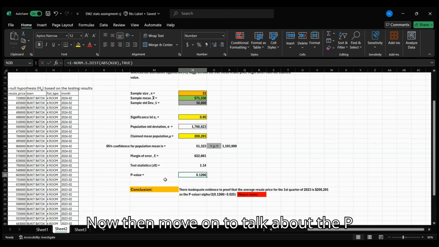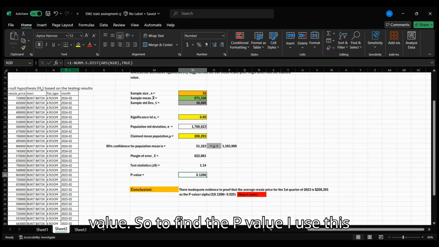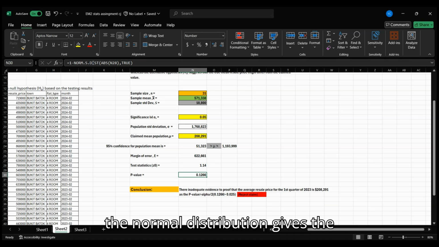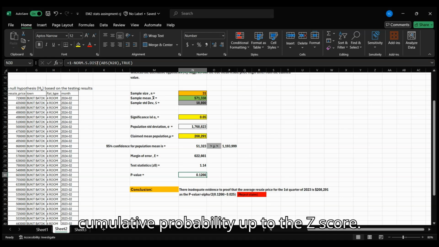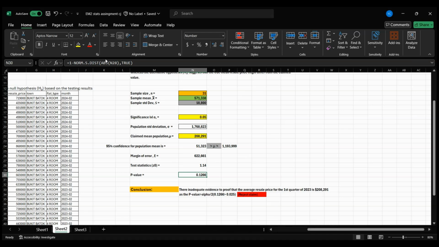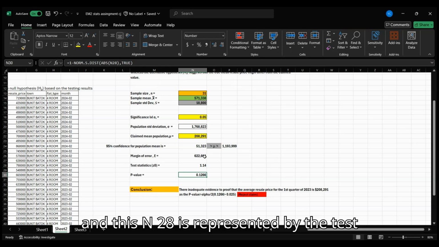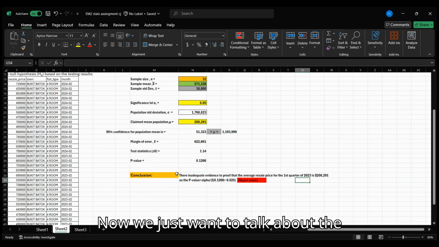I'll now move on to talk about the p-value. To find the p-value, I use this formula, as this is a two-tailed test, and the normal distribution gives the cumulative probability up to the z-score. So the absolute value of the test statistic is represented by the x, and this N28 is represented by the test statistic.